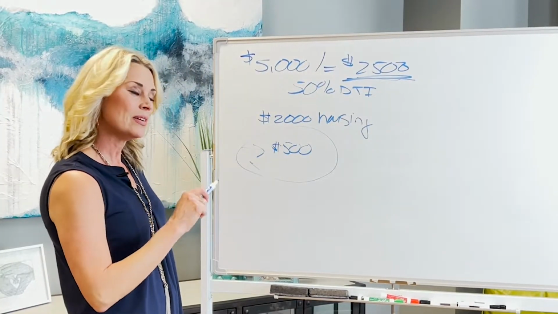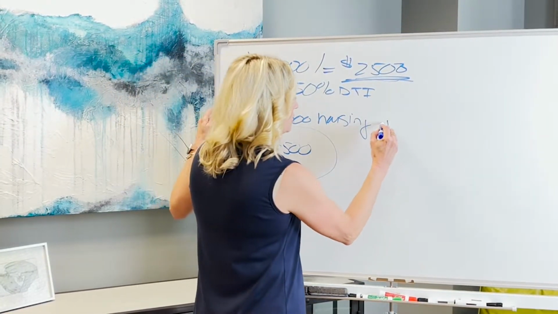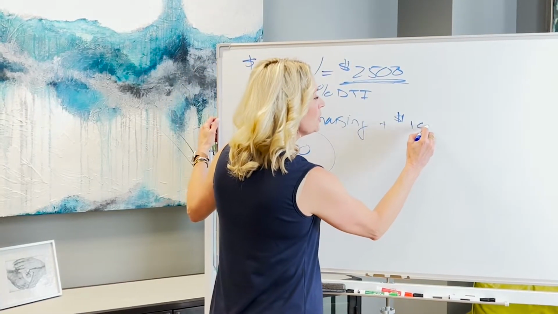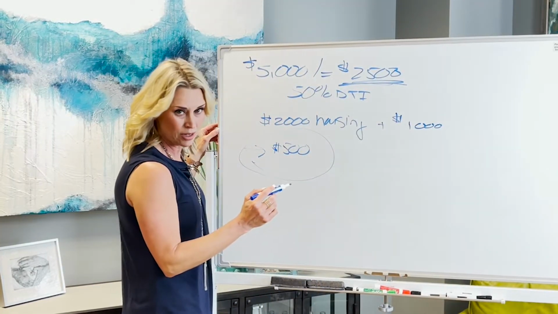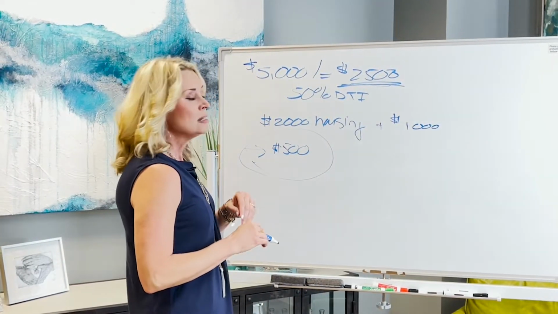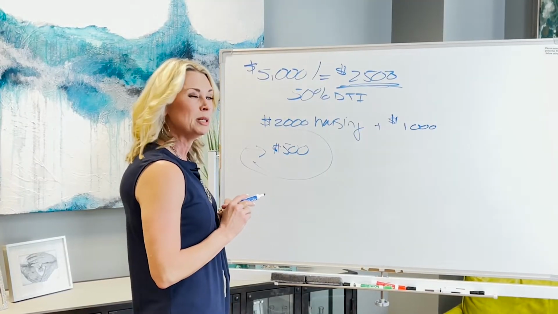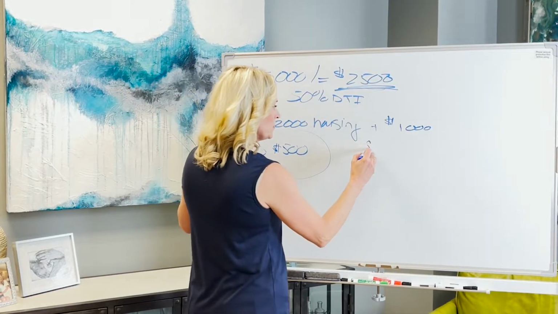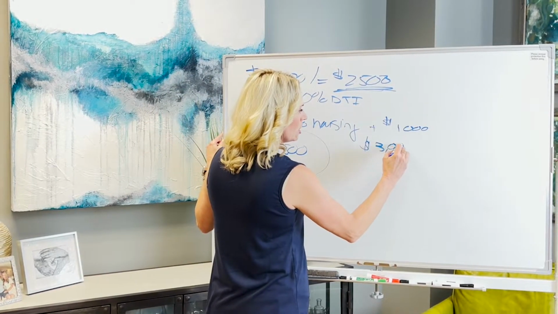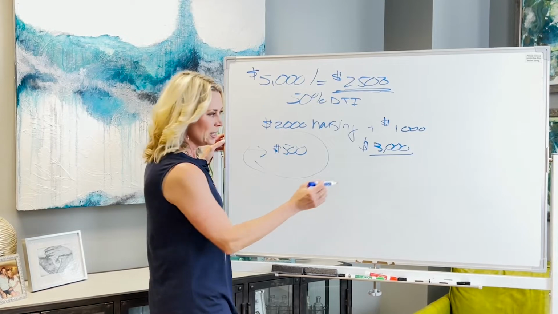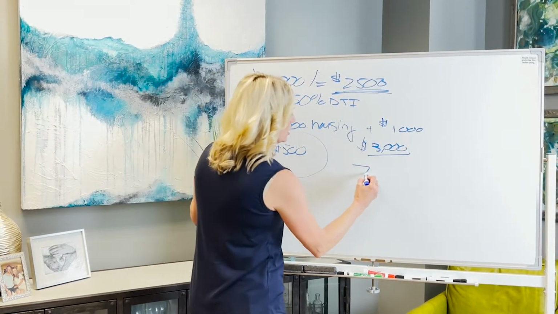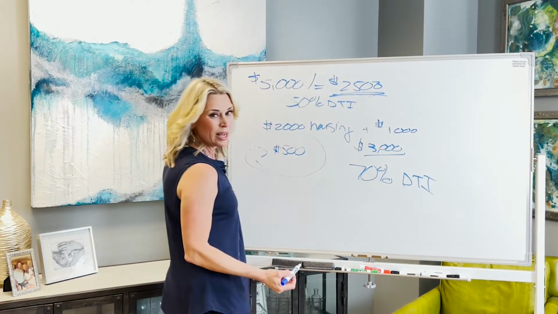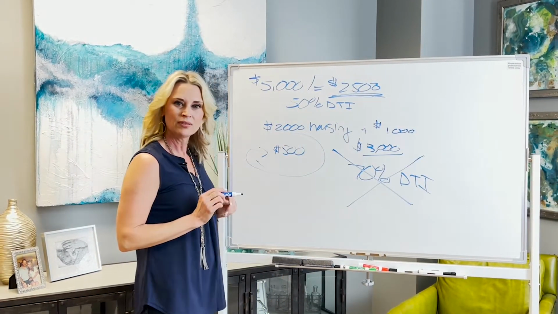Now, where it gets off is, let's say that you want to buy a house where your payment's $2,000 a month, but your other debts are $1,000 a month. So maybe that car payment is $700 a month, and maybe your minimum payments on your credit cards are $300 a month. In this scenario, now your monthly expenses are $3,000 a month. If you divide $3,000 into $5,000, you're now at a 70% debt to income ratio. And guess what? You will not qualify, right?